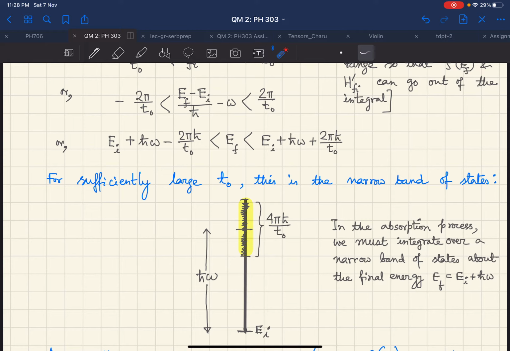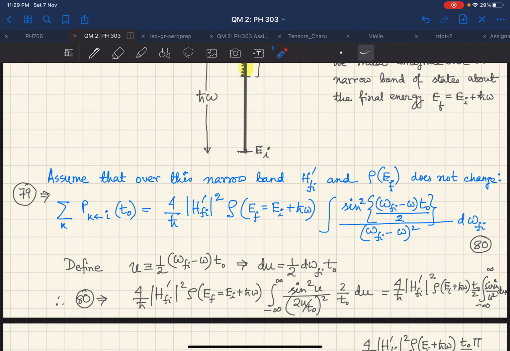So here you look that this is your final state energy, and then you have a range of energies within this continuum from minus delta EF to some plus delta EF. Within this range, the width of this thing is 4 pi h bar by T0, and here is somewhere your EI, so it takes some value h bar omega and reaches here. In the absorption process we therefore have to integrate over a narrow band of states about the final energy EF, which is nothing but EI plus h bar omega.